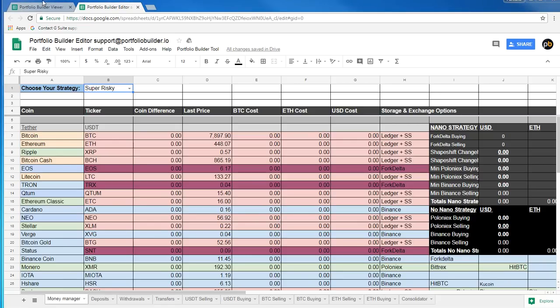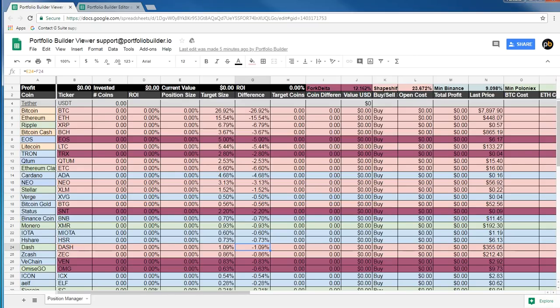This money manager is pulling all of its data from the viewer. So let's just start off by talking about all the different columns and colors you're looking at. So on the client viewer, we start off by having the profit, which is automatically calculated, the investment, the current value, the total return on investment, and that does track all the money you're withdrawing to your bank account.